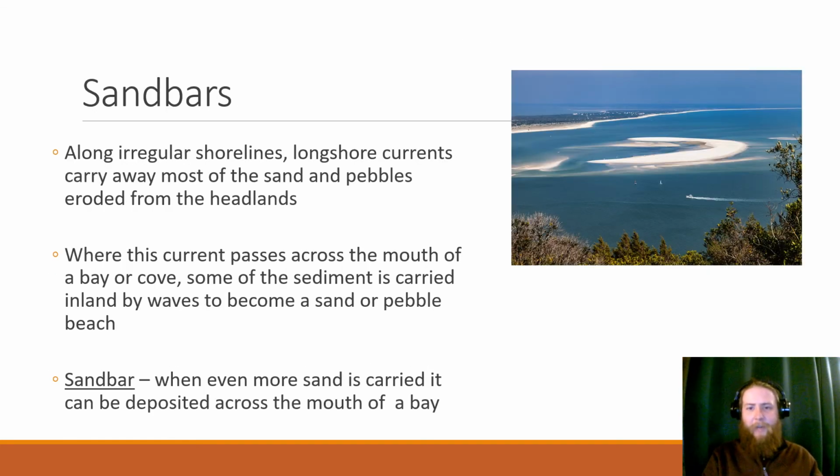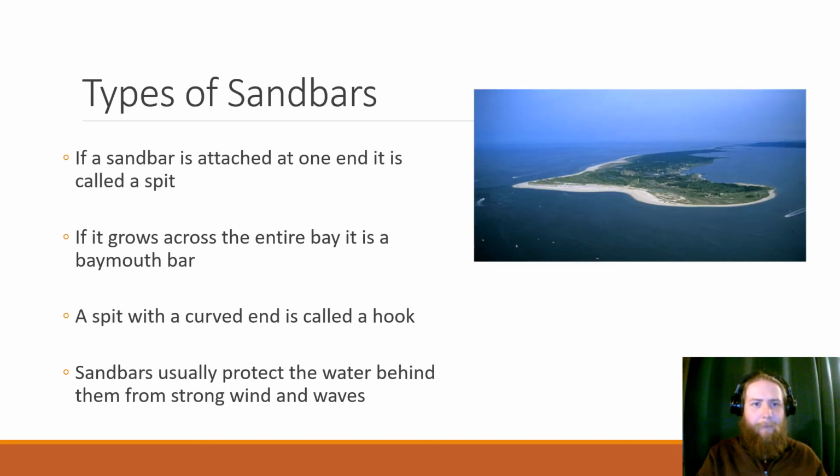Sandbars. Along irregular shorelines, we get these longshore currents that are carrying sand and pebbles that are eroded from the headlands. Where this current passes in front of a bay or a cove, the mouth here, some of this gets carried inland to form a sand or pebbly beach. And this can form a sandbar. This is what happens when even more sand is carried and deposited across the mouth of a bay. The reason this is happening is because this water coming out from the bay is slowing down. It creates this kind of eddy that allows the accumulation of small particles like sand.